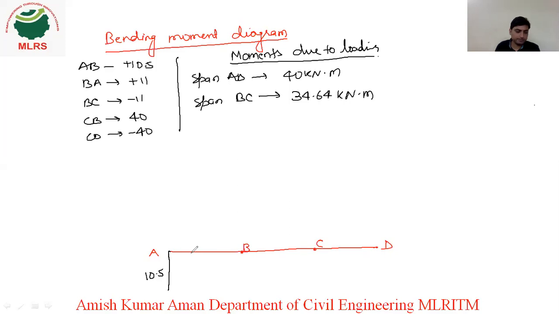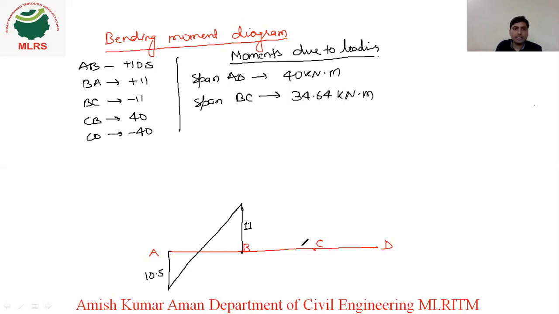Now coming to B, it is plus 11. For BA as well as BC, it is plus 11 and minus 11. So we will mark 11 in the upward direction and then join it. Because for BA it is plus 11, and for BC it is minus 11, so we will take it as upward direction.